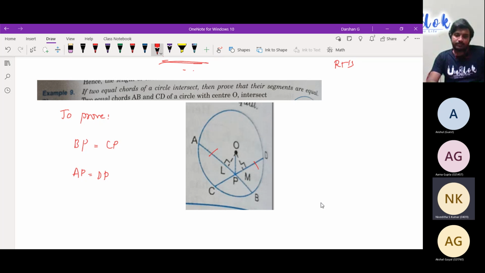In right triangles OLP and OMP, we can say that OL is equal to OM because equal chords are equidistant from the center. Correct. Perfect. OL is equal to OM. That's done. OP is equal to OP because it's common. Angle OLP is equal to angle OMP because both are 90 degrees. By the RHS postulate, I can tell this is congruent to this one. That will prove LP is equal to MP by CPCT. Correct.